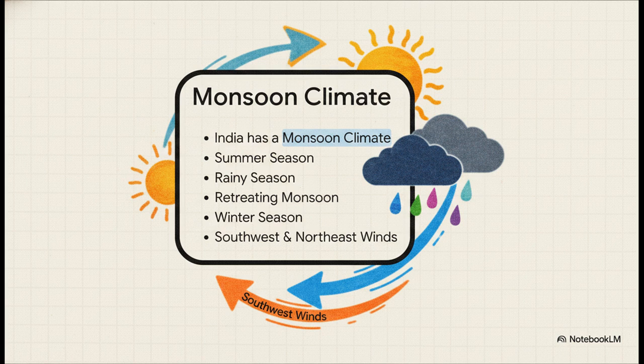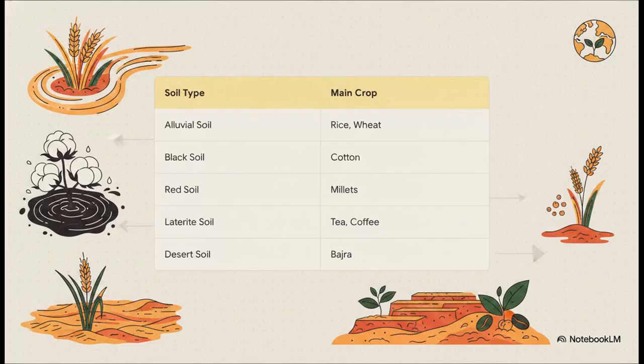The monsoon winds. The southwest monsoon brings all that heavy rain during the wet season, while the northeast monsoon drives the drier, retreating phase. These are the literal winds that bring the water to fill up those seasonal peninsular rivers we just talked about. And it's so cool to see how the earth directly dictates what grows where.